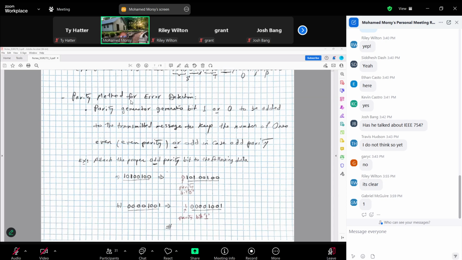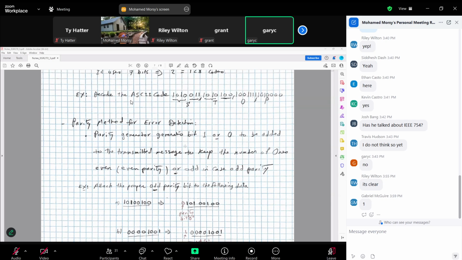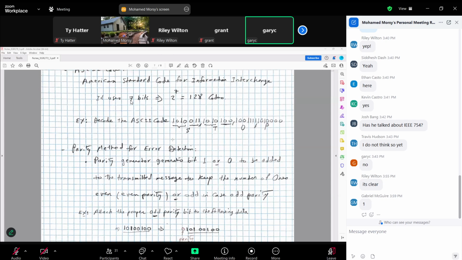Any question here, please? Okay. So, Professor, Yes, sir. Go ahead. How does the code represent foreign language letters? Because there are like thousands of them.